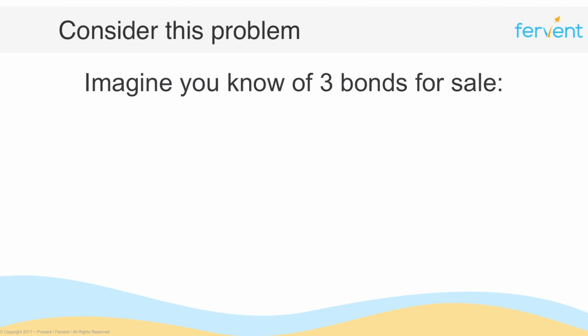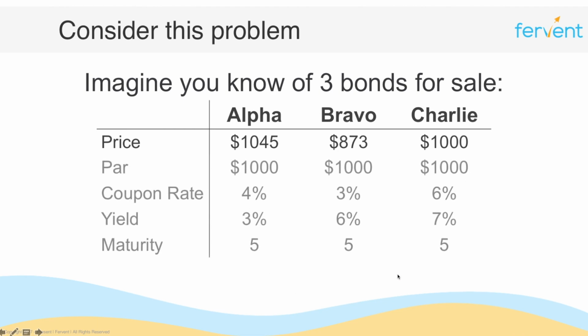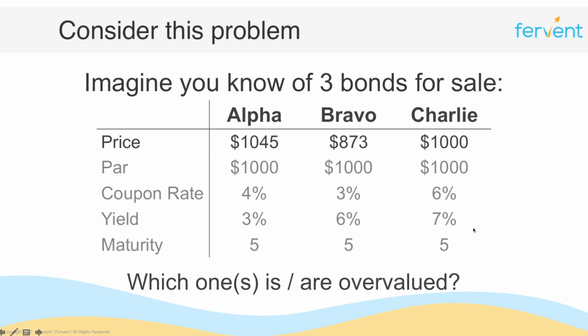Imagine you know of 3 bonds available for sale: Alpha, Bravo, and Charlie. You know the price that each bond is trading at, and you also have other information about its characteristics. Which one is overvalued? If you're thinking Alpha, then you're actually facing a behavioral bias right now. In order to know which one's overvalued, we need to know the fair price of each bond. We do that by valuing it from scratch.